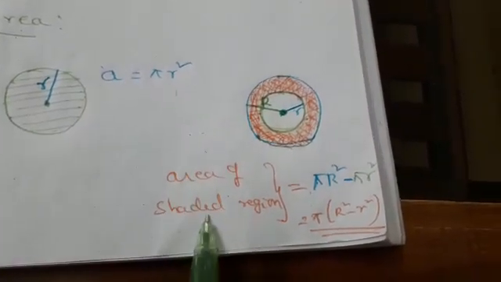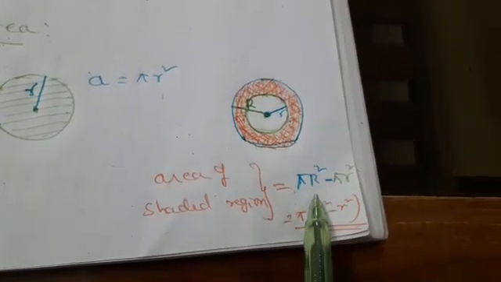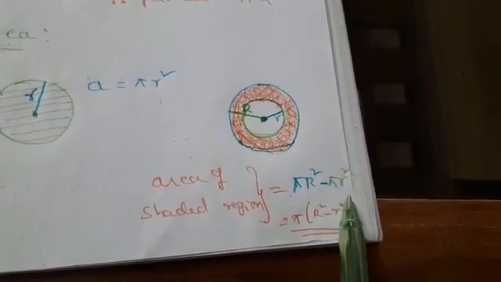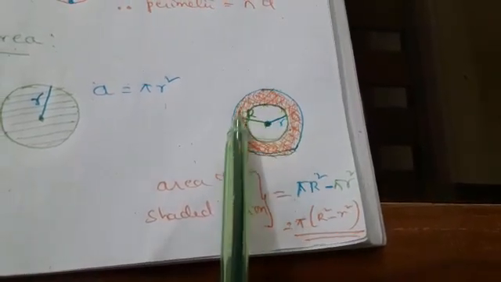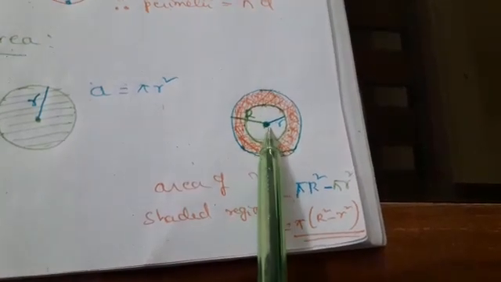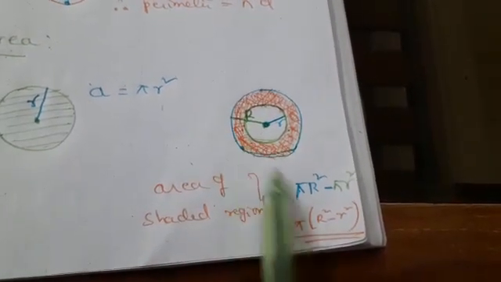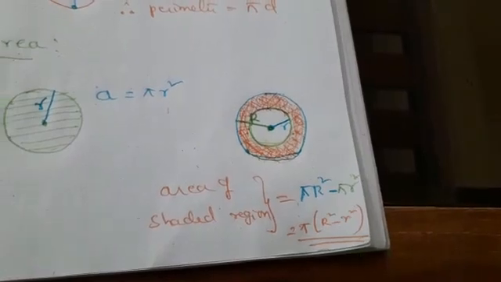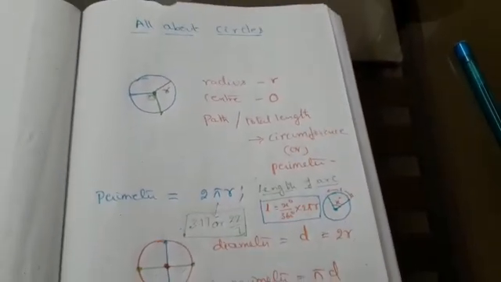So area of the shaded region is pi capital R square minus pi small r square. Pi capital R square is the area of the outer circle. Pi small r square is the area of the inner circle. So difference between these two gives you the area of the shaded region. Okay children, take a screenshot of this. It's very, very important.